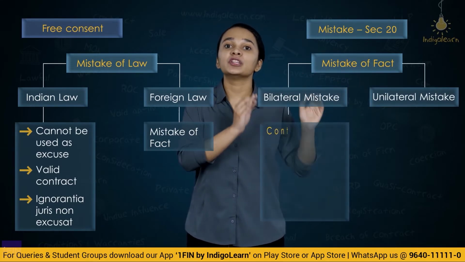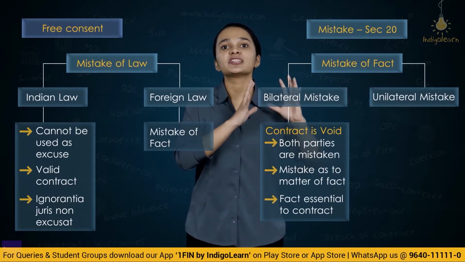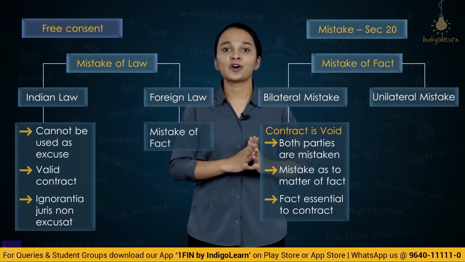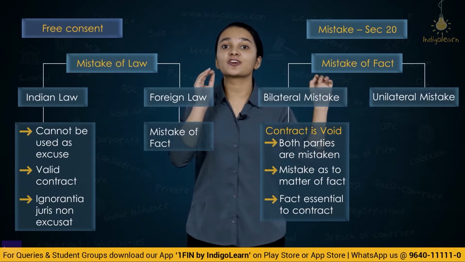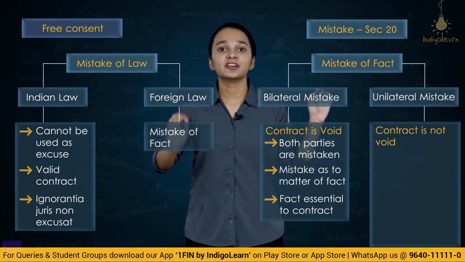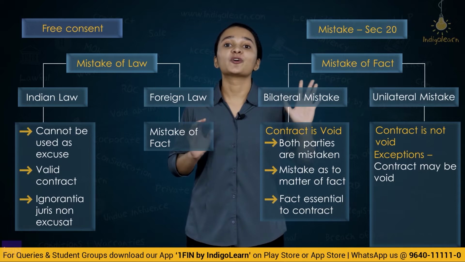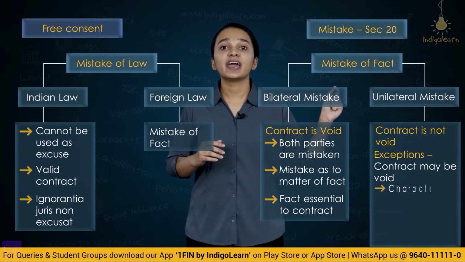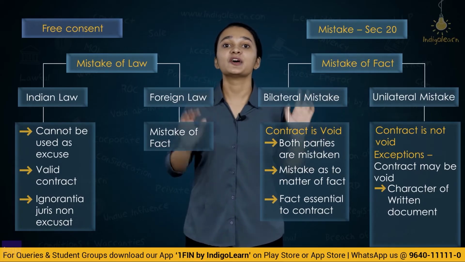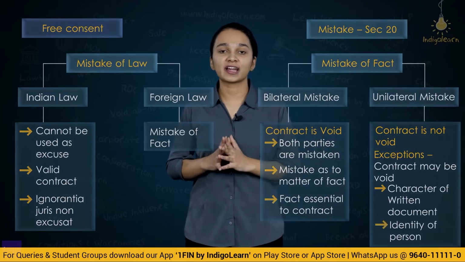Bilateral mistake is where both the parties are mistaken regarding a fact which is essential to the subject matter of the contract. In that situation, the contract will be a void contract. But in case of unilateral mistake, the contract will not be a void contract just because one person is mistaken regarding certain facts. But yes, there are two situations when in case of unilateral mistake as well, the contract will be void. One is where the person is mistaken regarding the nature of the contract. The second is when one person is mistaken regarding the identities of parties to the contract.